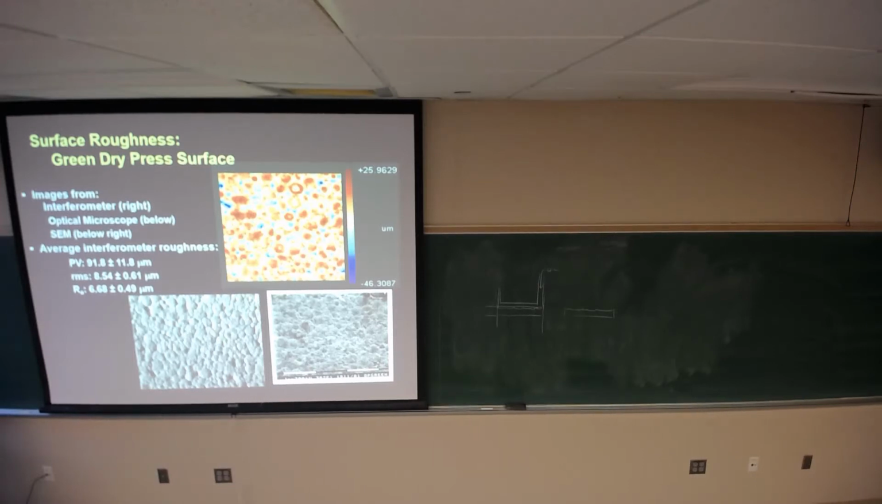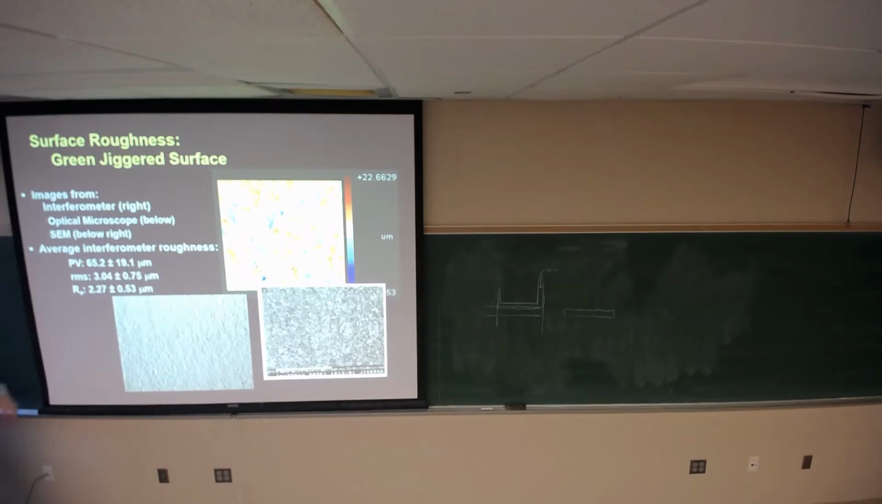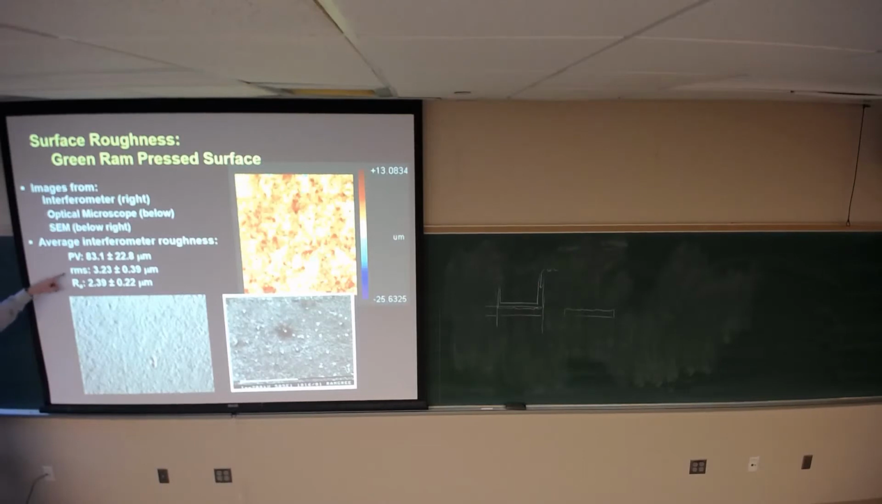They looked at jigger. You look at this value here, the RMS roughness value is about 8.5 microns. Peak to valley is almost around 90 microns. And this is an Ra roughness. We're interested in the RMS roughness value. And if I go from here, 8.5, to jigger, I'm at 3. And that difference is actually perceptible. You can see that difference. And if I go to ram press surface, it's also about 3.